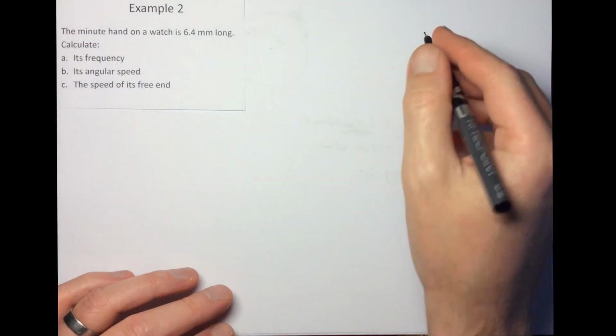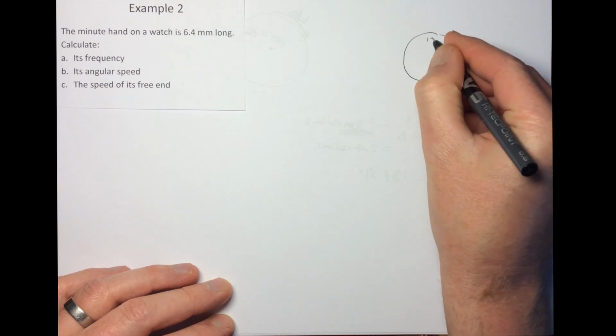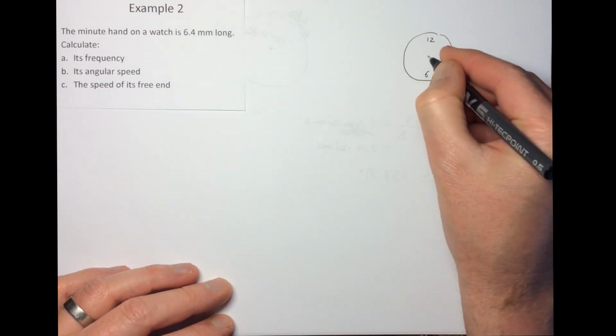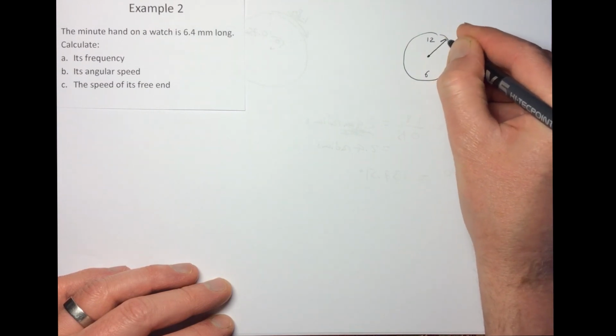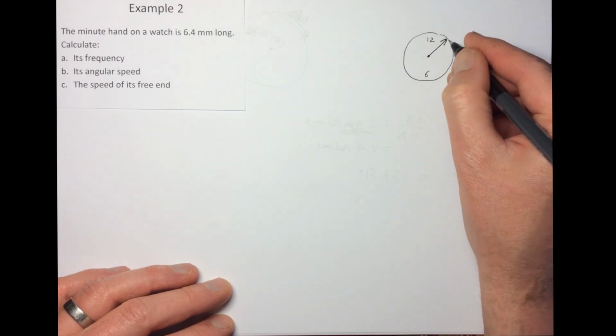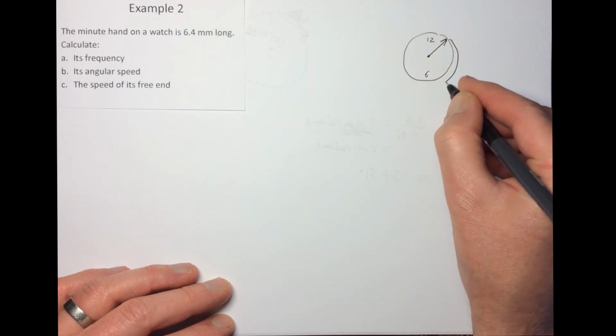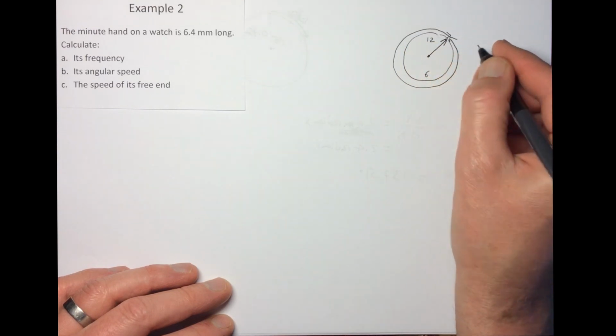Okay, so in this question we've got a watch. Excuse me, I can't really draw a watch very well, but look, there's a watch, 12, 6, and we've got the minute hand here. Okay, so here's the hand. Now this obviously takes to go right around the clock here, so to speak.